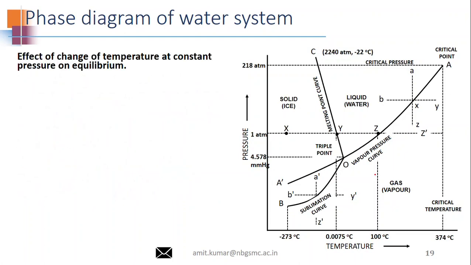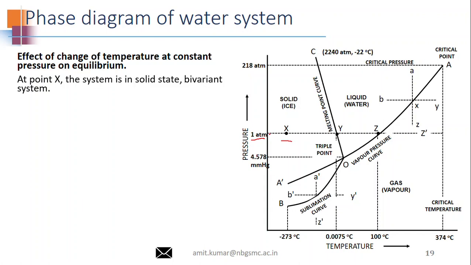Now if you look at the effect of change of temperature at a particular pressure. Assuming the water is at 1 atmospheric pressure at point X, the system is in the solid state. That means it will be a bivariant system. Applying the Gibbs phase rule, F is equal to C - P + 2. You have one component, you have one phase only, so the freedom will be equal to 2. This is a bivariant system.